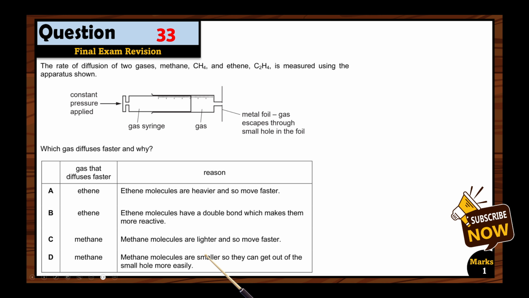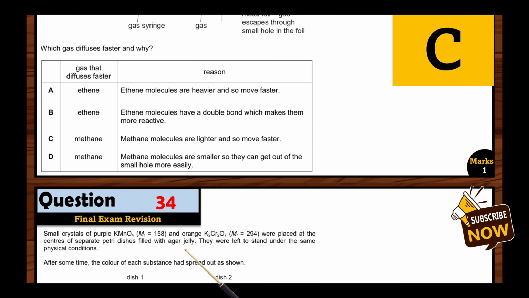Now let's see the second option. Methane molecules are smaller, so they can get out of the small hole more easily. No, it has nothing to do with the molecules being smaller or bigger. The diffusion depends on the weight of the molecules. So molecules are lighter, that's why they will move faster. So option C is right.